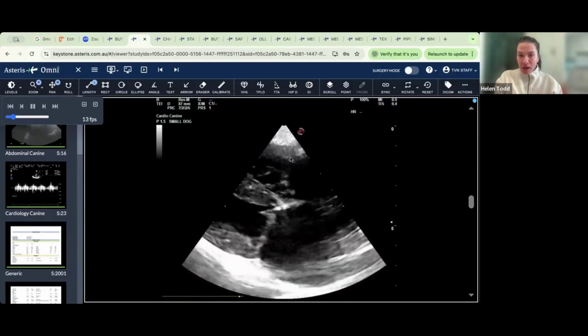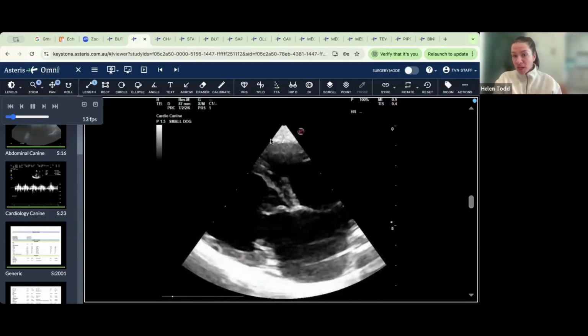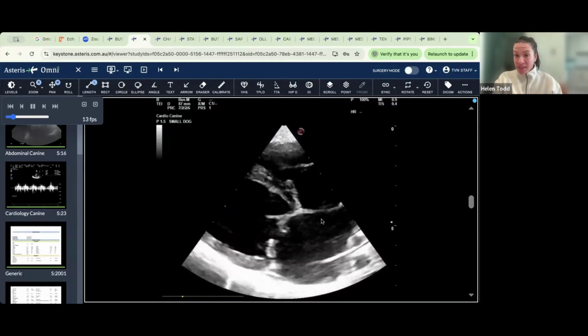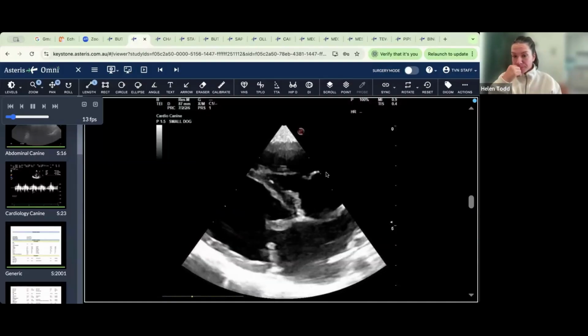So we've got a little bit of lung, a little bit of artifact. But subjectively, it's probably quite normal. Our right ventricle isn't massive, our right atria isn't massive. They're both smaller than the left side of the heart.